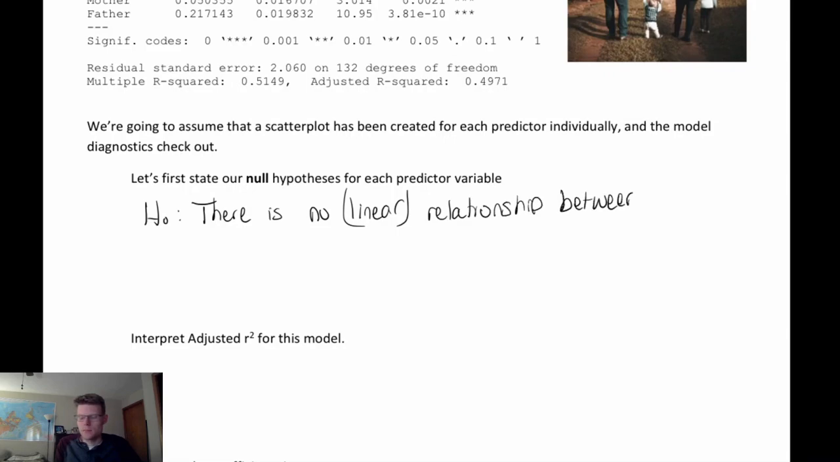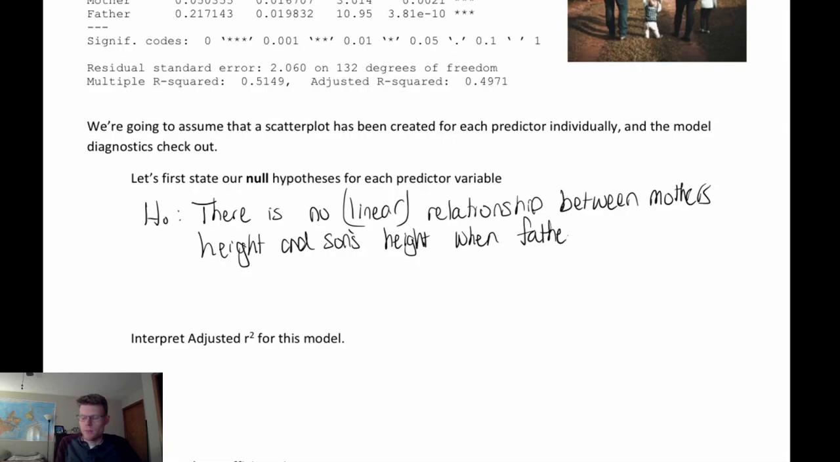Between mother's height and son's height when father's height holds constant.